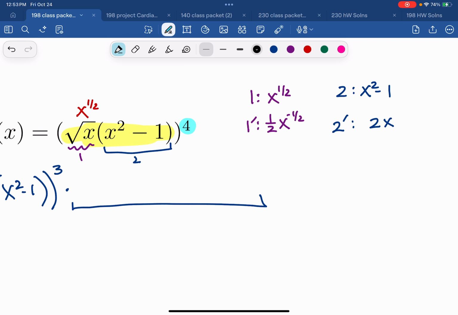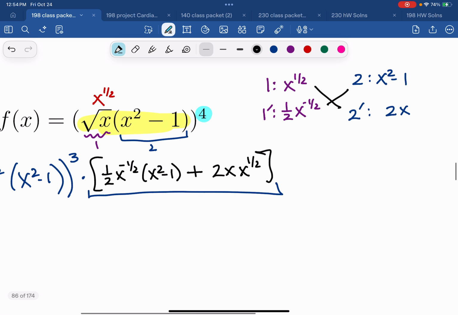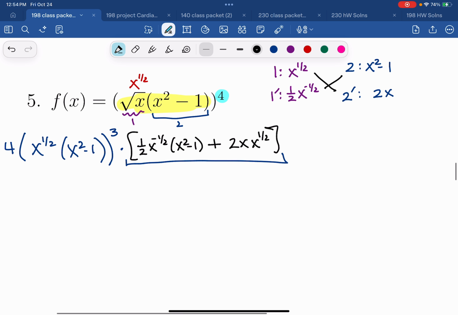Now from here, we're going to execute our product rule. So 1 prime 2 is your 1/2 x to the minus 1/2 times x squared minus 1. Plus, and then we're taking 1, 2 prime. So 2x x to the 1/2. And we'll handle multiplying that out in just 1 second. And of course, that's going right in that spot that we designated for the derivative of the inside.